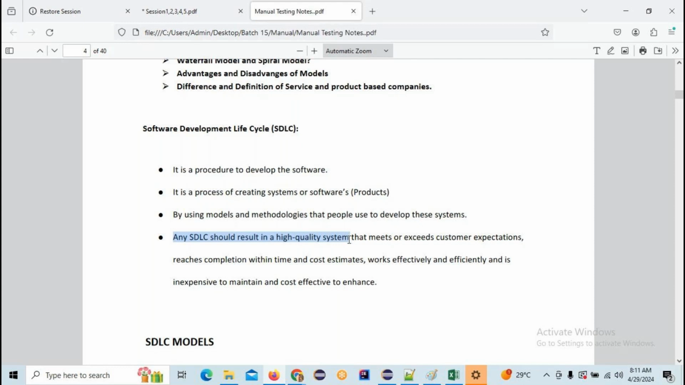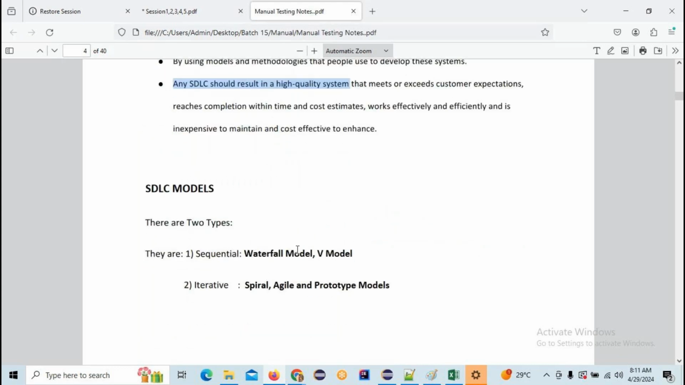For example, we have these models: waterfall, V model, spiral, agile, prototype model. For example, I have a project which is given by the Zomato company. To develop that Zomato application, if I use the waterfall model, how much percentage of quality product are we getting? If I use the V model, how much quality will we get? If I use the spiral, how much quality will we get? Based on that idea, we choose a model.